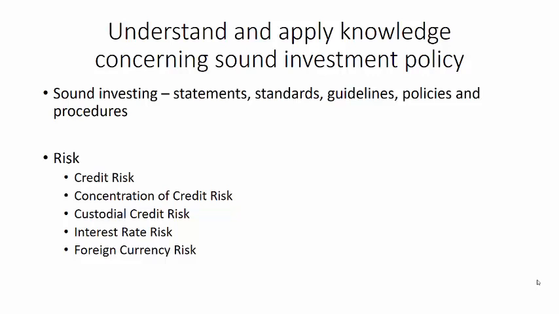And also notice that there's an additional term there, concentration of credit risk. And that relates to holding a significant amount of investments with a single bond issuer, for example, or in a single sector or in a single type of investment instrument. And if so, then GASB requires disclosures when the government holds 5% or more.